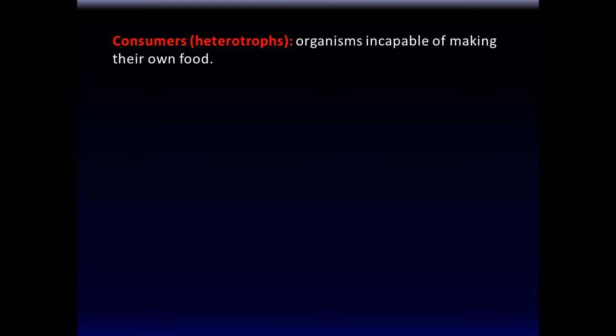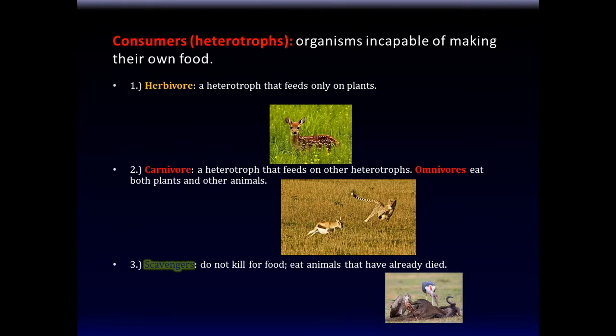Everybody else are consumers. They depend on the autotrophs, the producers, for their energy, like us. We don't have leaves, right? We don't do photosynthesis, correct? So we are consumers or heterotrophs, organisms incapable of making their own food. Now, heterotrophs include herbivores, H-E-R-B-I, herbivores. They are like vegetarians. They're like, we don't eat meat. We're nice.